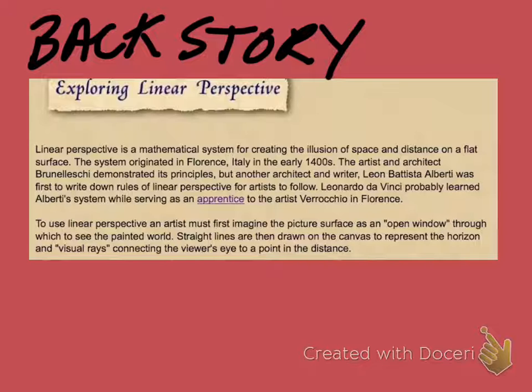To use linear perspective, an artist must first imagine the picture surface as an open window through which to see the painted world. The straight lines are then drawn on the canvas to represent the horizon and visual rays connecting the viewer's eyes to a point in the distance.